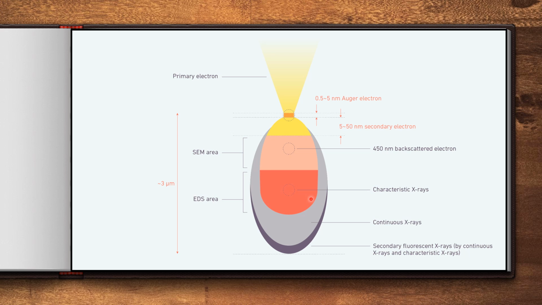And each and every element is unique. One element's characteristic peak is not related to the other element. Because of this, EDS gives complete information related to the different elements present within the sample.